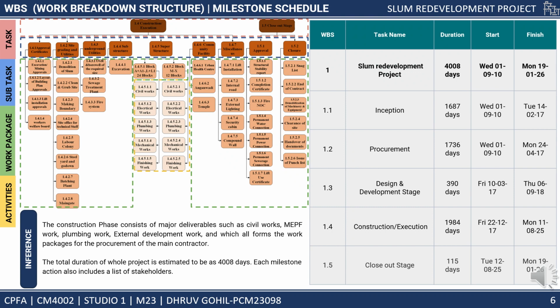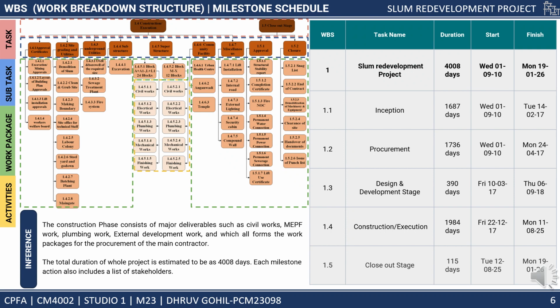And lastly, we conclude that the construction phase consists of major deliverables such as civil work, MEPF work, plumbing work, external development work, and all form work packages for the procurement of the main contractor. After the WBS is done by the management team, the milestone schedule is prepared. It helps us identify the major goals that are supposed to be achieved, identify any delays in the overall project, and how to overcome them in order to complete the work on time.